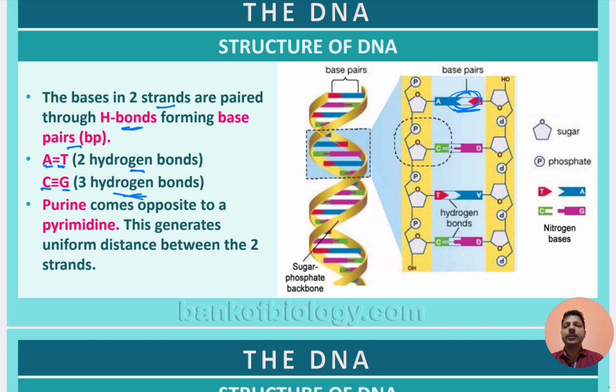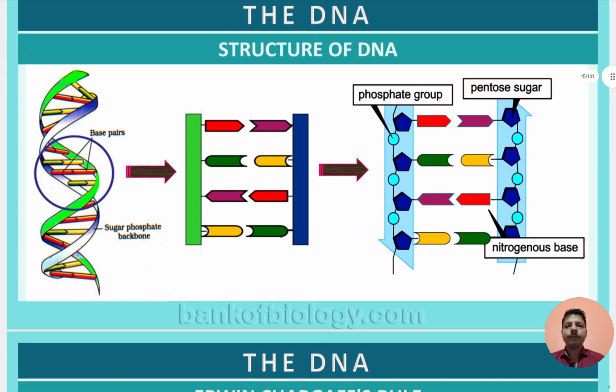Purines come opposite to a pyrimidine. This generates a uniform distance between the two strands. As you can see, purines always come opposite to the pyrimidines, and this makes the uniform distance between the two strands. Remember, these two have three hydrogen bonds and these two have two hydrogen bonds between them. Here again the diagrams are there. As you can see, phosphate group, pentose sugar and nitrogenous base, and between these there are hydrogen bonds.